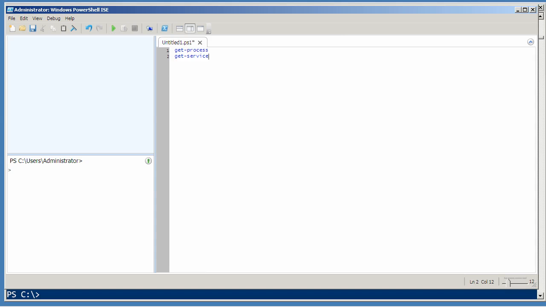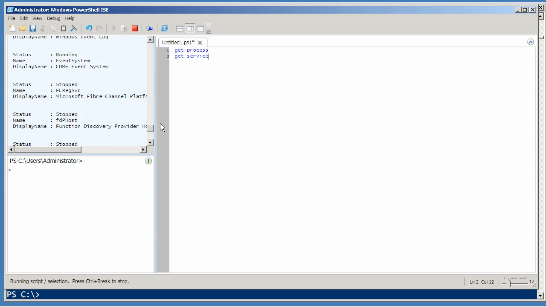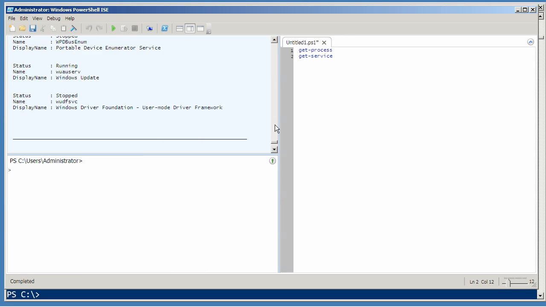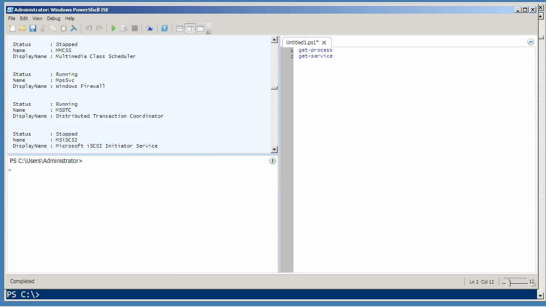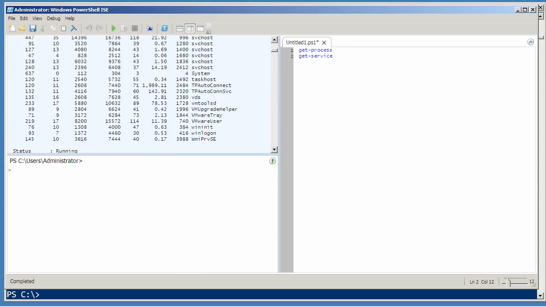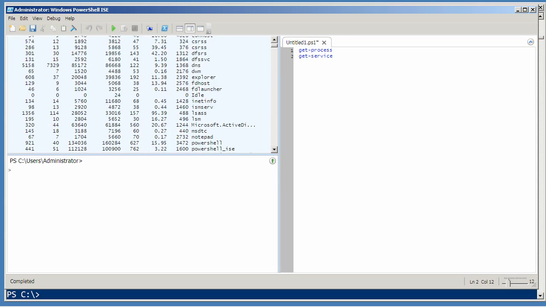And that means the formatting system is going to have to somehow find a way to display both processes and services. And if we look at the output of that, it's kind of useful, but it's not awesome. We get the table that we're used to for processes because that was the first object.